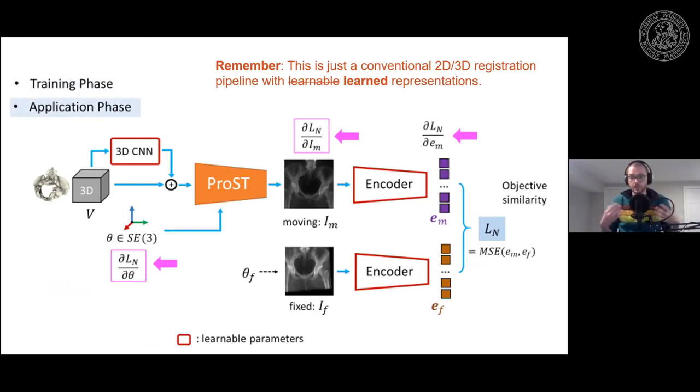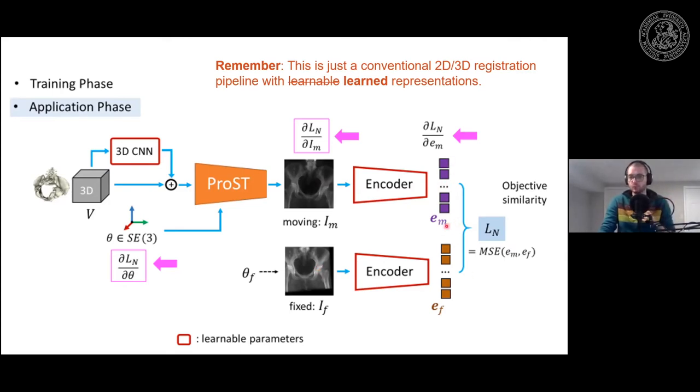And once we're done updating our parameters and have converged in our optimization, we're back at this conventional view on a 2D, 3D image registration pipeline, now with learned representations, where during application, the only thing that happens is that now the three-dimensional and the two-dimensional deep convolutional neural networks are fixed. We're not going to update them any longer. We're just going to take our three-dimensional volume. We start at some initialization parameter theta. That gives us a two-dimensional image that is encoded. Same thing with the fixed representation, also encoded.